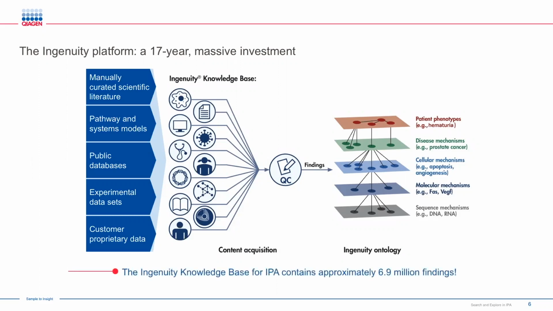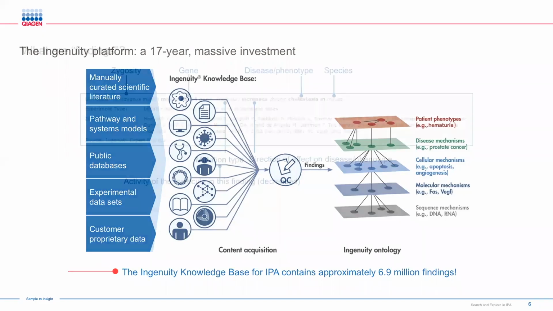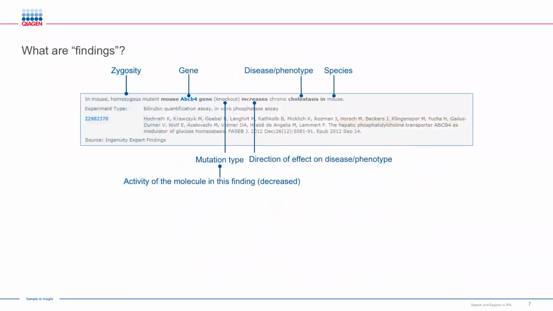And the knowledge base is not static. As science is constantly evolving, so too does our knowledge base. It's updated every week. And currently, as of the end of September, we have about 6.9 million findings. So what do I mean by a finding?